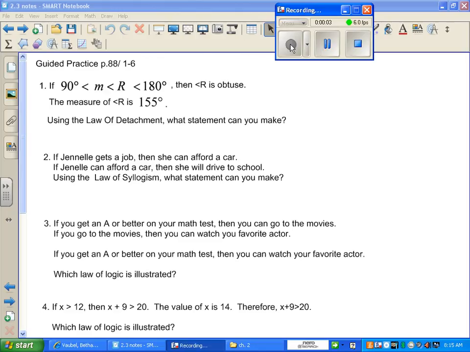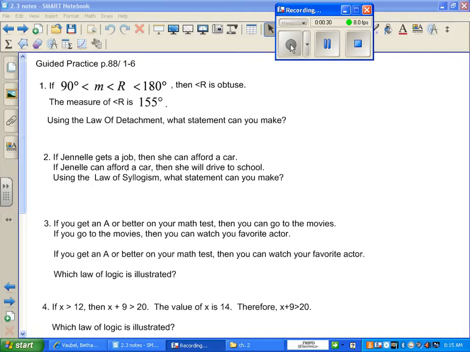Okay, in part 2 of section 2.3, we're going to practice deductive reasoning, inductive reasoning, the law of detachment, and the law of syllogism. And so we have the guided practice to do that on the back side of your sheet, and I'd like you to go to page 88, and we'll do these together, sort of. You can pause to get to that page. I'm going to continue.